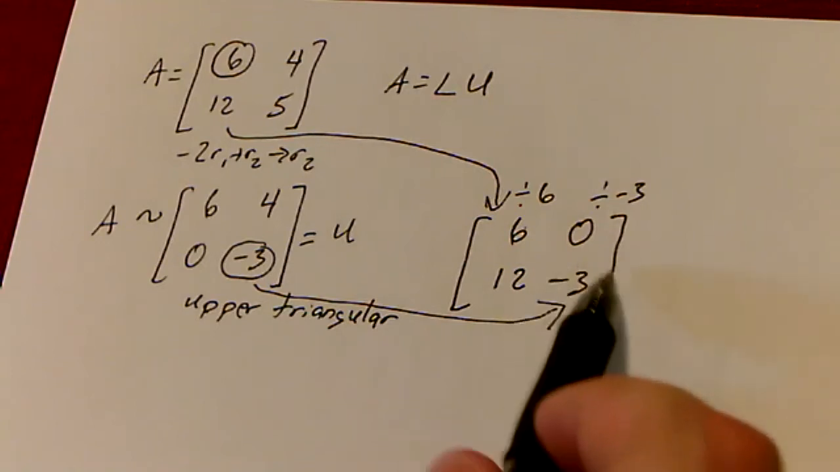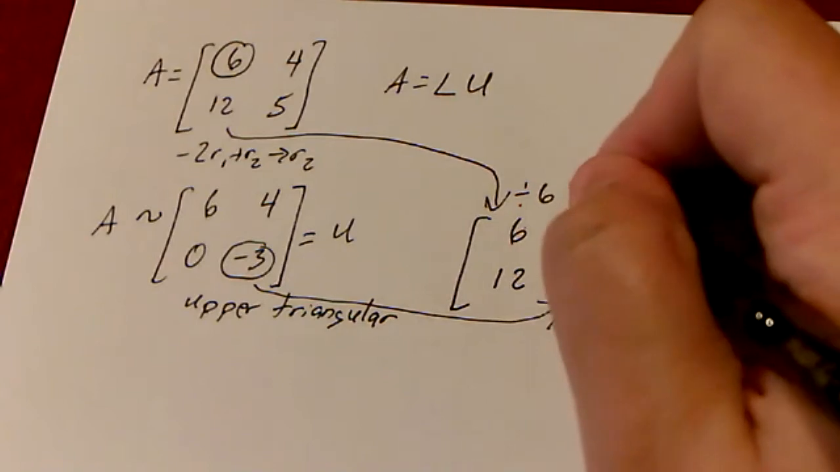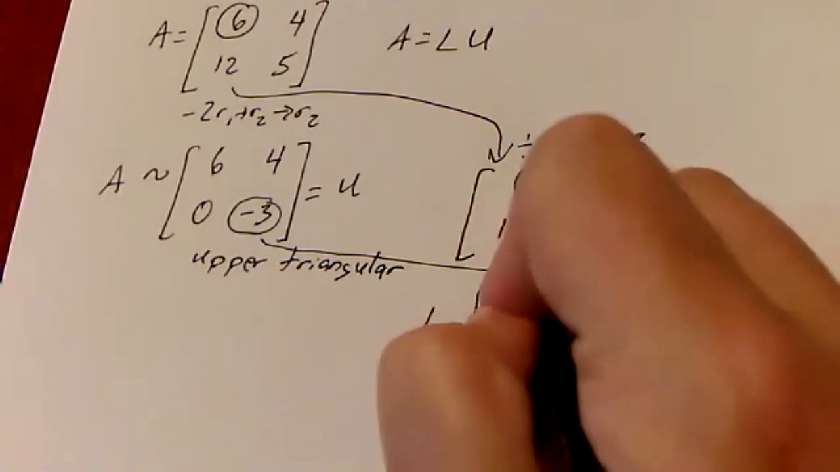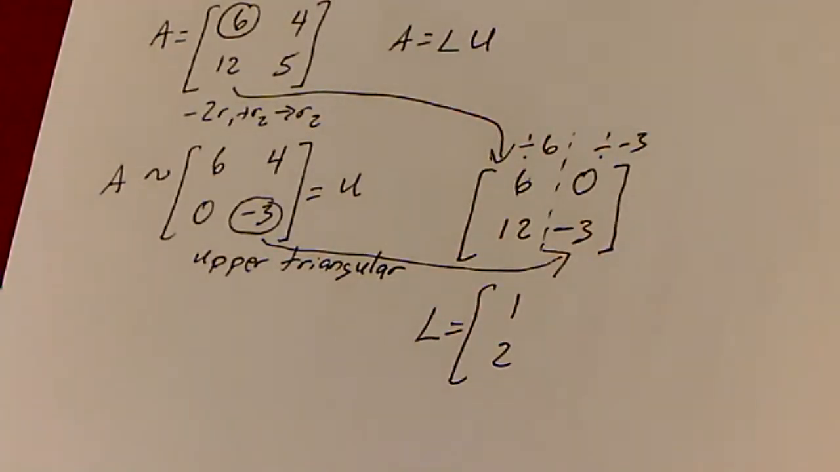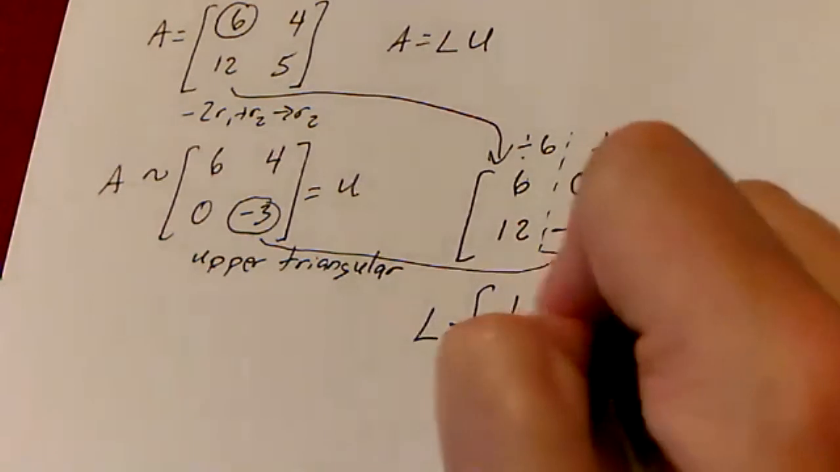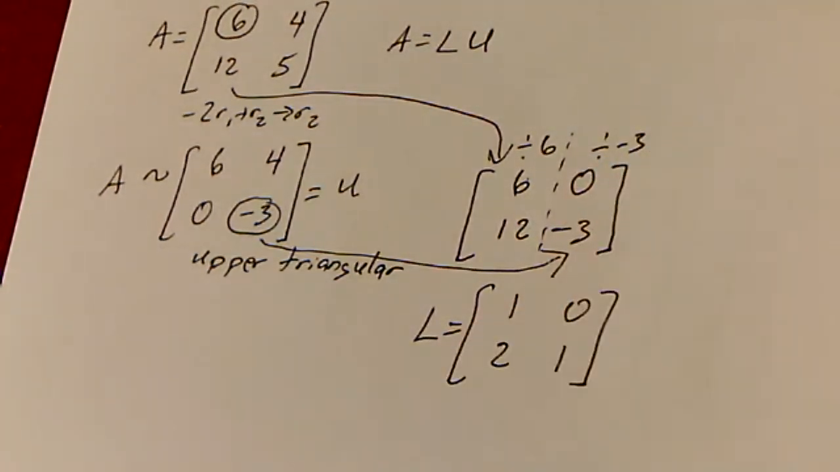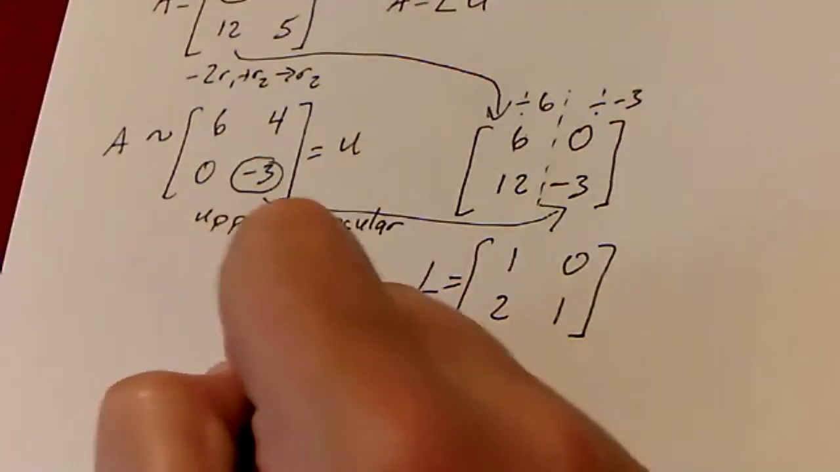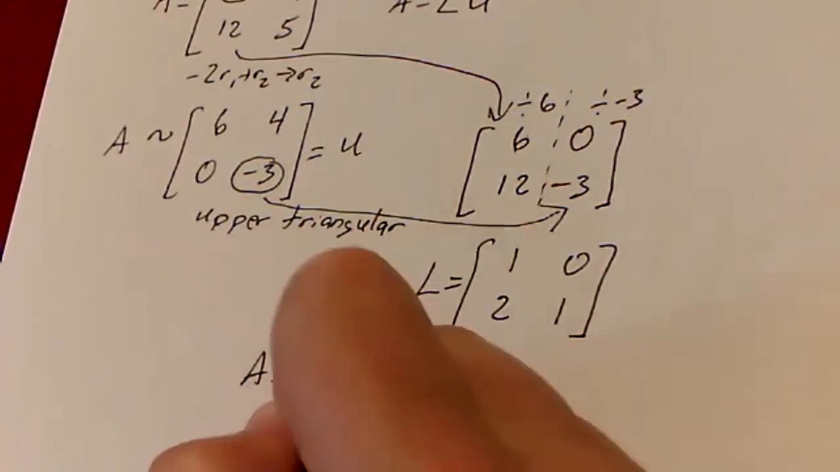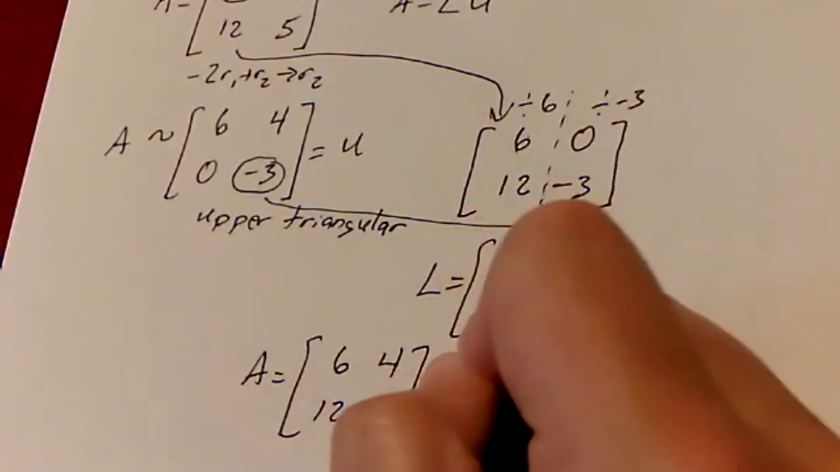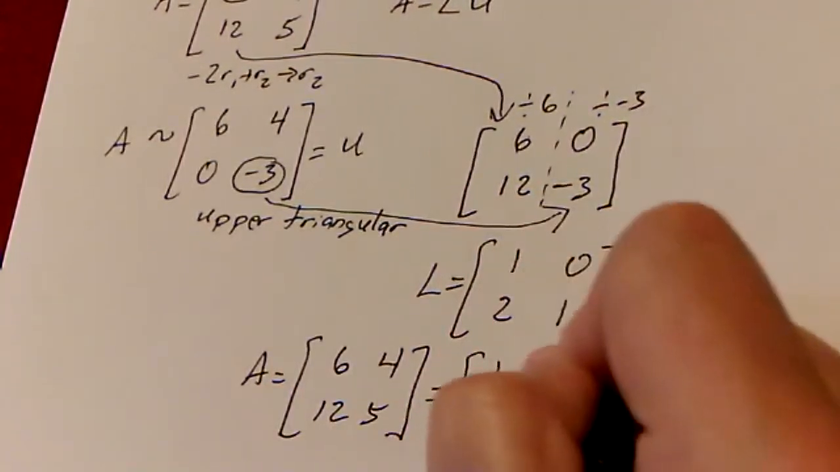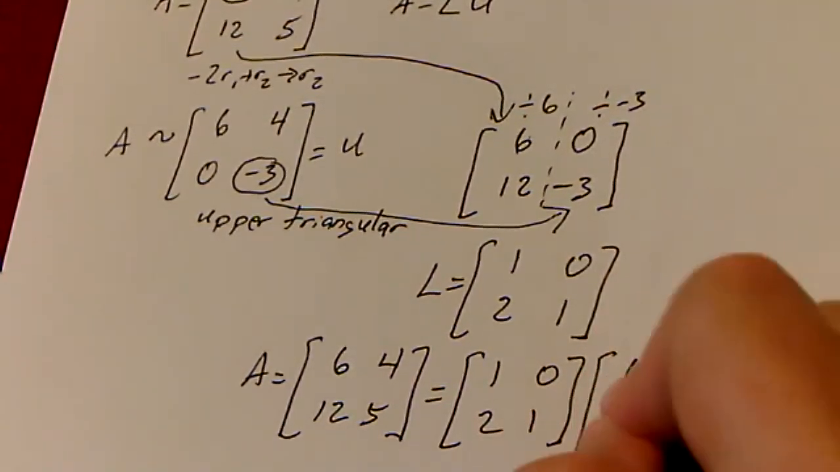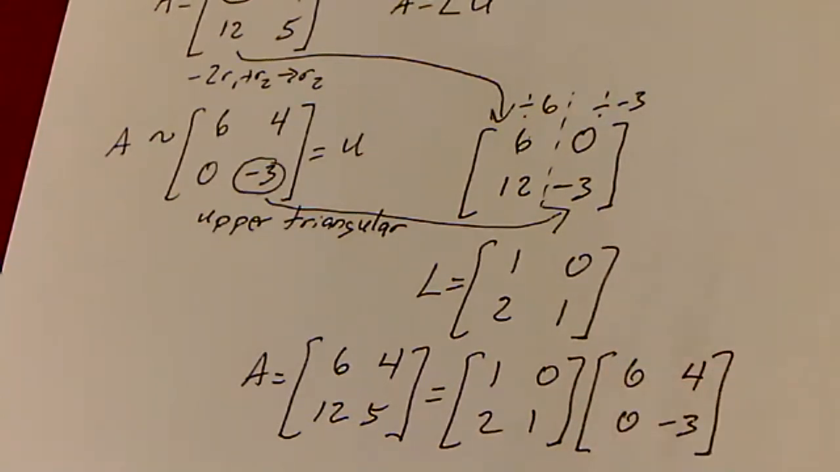I said row 2, that should be column 2. Okay, I'm dividing the columns here. So L is going to be 1, 2, because 6 divided by 6 is 1, 12 divided by 6 is 2, 0, -3 divided by 3 is a positive 1. So my matrix A, which remember was 6, 4, 12, 5, is equal to L, 1, 0, 2, 1, that we just found, times U that we found just before, 6, 4, 0, -3.